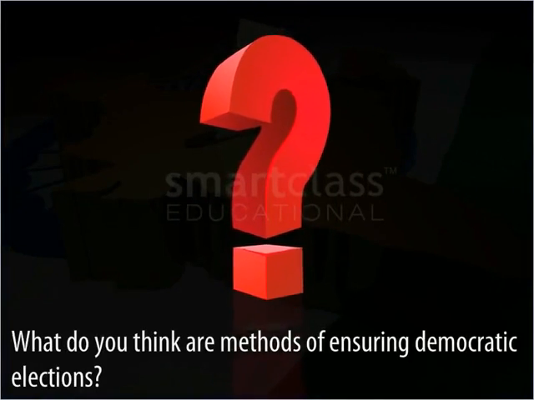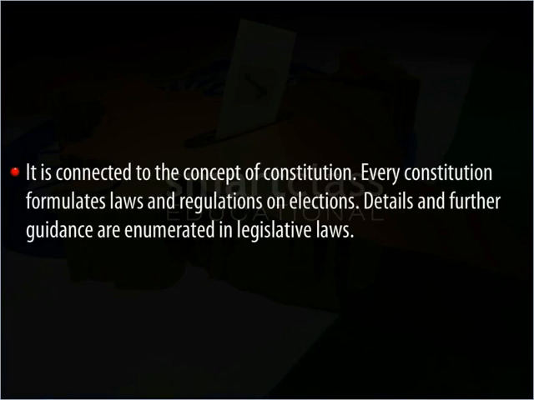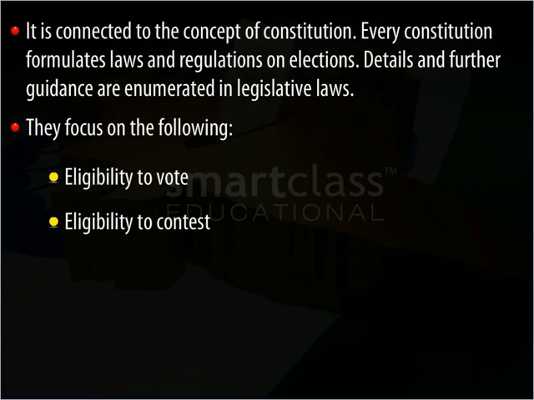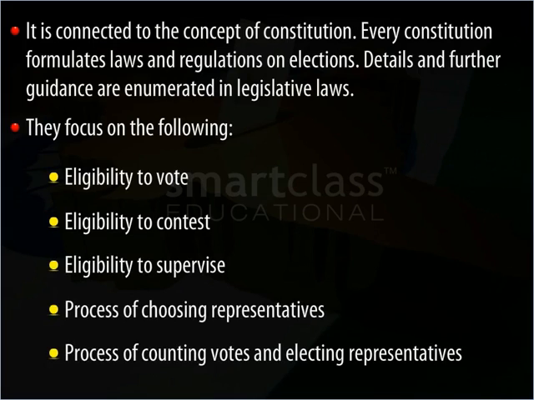What do you think are the methods of ensuring democratic elections? It is connected to the concept of constitution. Every constitution formulates laws and regulations on elections. Details and further guidance are enumerated in legislative laws. They focus on the following: eligibility to vote, eligibility to contest, eligibility to supervise, process of choosing representatives, process of counting votes and electing representatives.